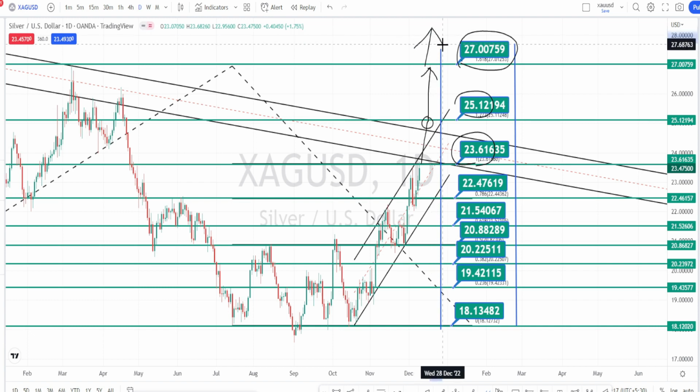And if the price action breaks this resistance level, it will be the bullish side trend reversal in daily time frame. And if the price action bounces back from this resistance level, next level of support is going to be around 22.47.